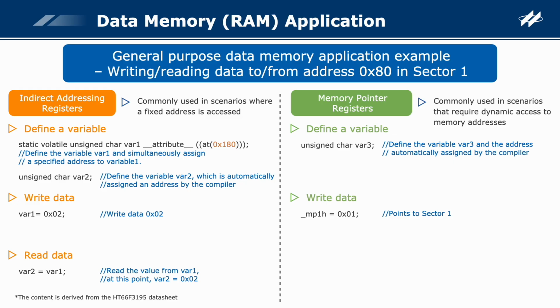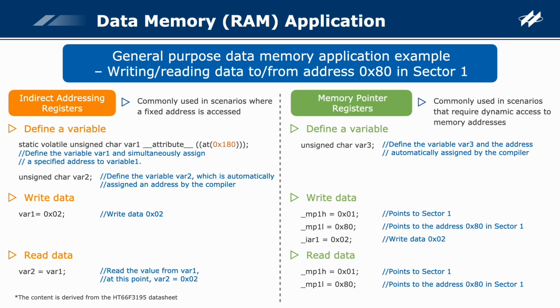First, specify sector 1 by using the MP1H register. And then specify address hex 80 in sector 1 using the MP1L register. Then, write data hex 02. How to read a data from it. First, point to the address where the data needs to be read. Then read the data. At this point, variable 3 is equal to hex 02.